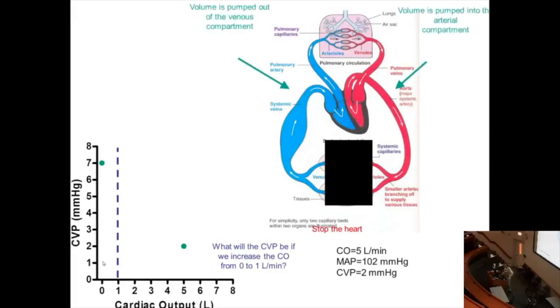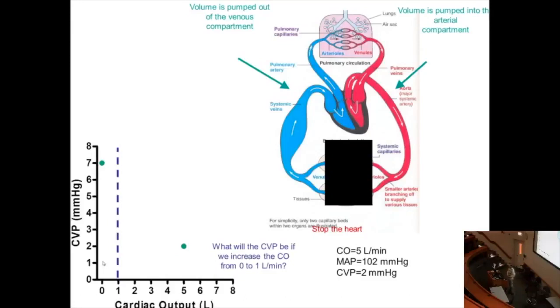So now we have volume being pumped out of the venous compartment and pumped into the arterial compartment, because flow doesn't just instantaneously go across the system and attain 1 liter per minute. It takes time for that to happen, and you have to build a pressure gradient across the system. And when the pressure gradient is adequate, then you'll have a flow of 1 liter per minute across the system, and you'll be at steady state.